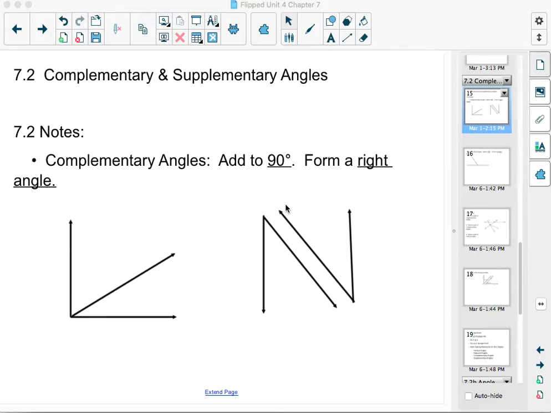This is our lesson for 7.2. This is about complementary and supplementary angles. And this should not be a new learning for you. You should have heard of these before in 6th grade. So let's go over them again.